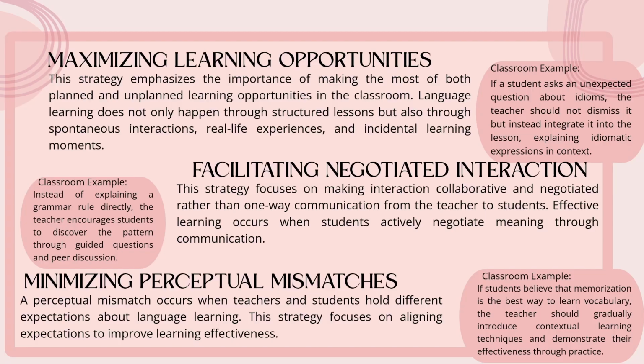The next is minimizing perceptual mismatches. So, perceptual mismatch occurs when teachers and students hold different expectations about language learning. This strategy focuses on aligning expectations to improve learning effectiveness. For example, in a classroom, if the students believe that memorization is the best way to learn vocabulary, the teacher should gradually introduce contextual learning techniques and demonstrate their effectiveness through practice.